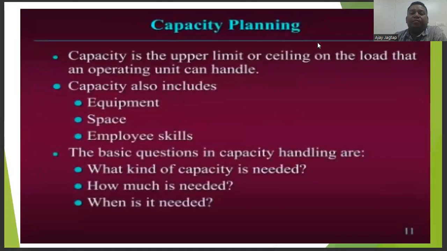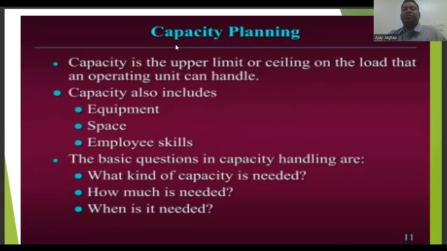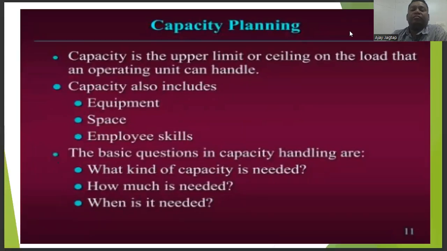Capacity planning. Capacity is the upper limit of the units to handle, depending on equipment, space, and employee skill. The basic questions in capacity planning are what kind of capacity is needed, how much is needed, and when it is needed.